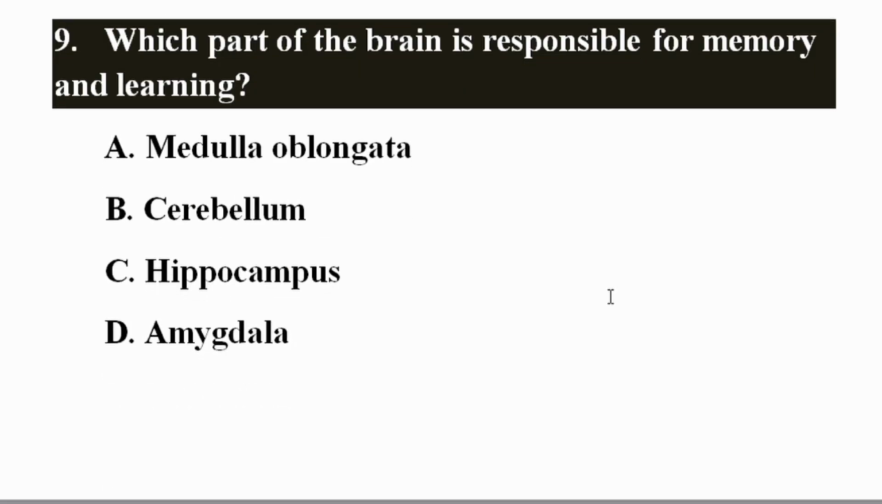Which part of the brain is responsible for memory and learning? The right option is Charlie, hippocampus. The hippocampus is crucial for forming and retrieving memory.